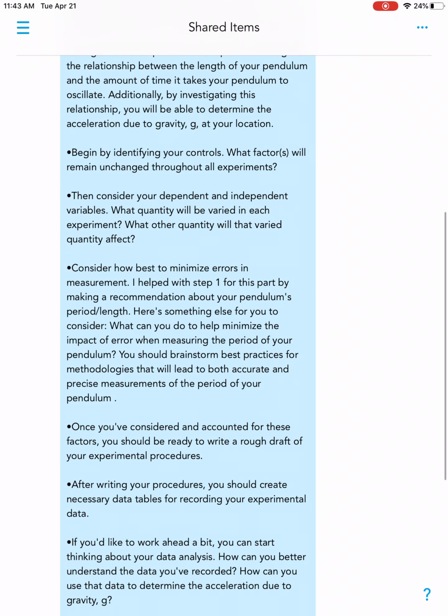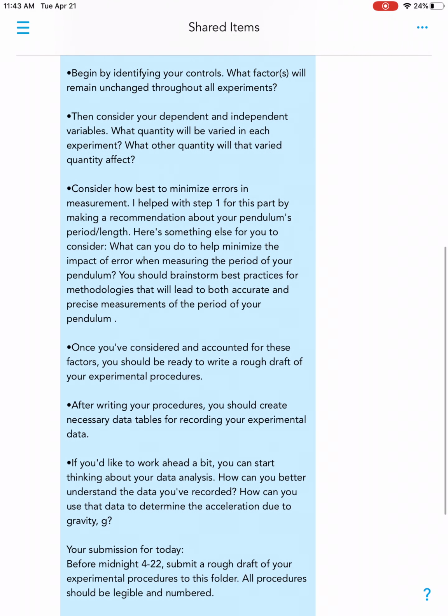As it says here, you're going to begin by identifying your controls. So what isn't changing with your pendulum? Well, we know the length of the pendulum is changing, but what else could you change that you're not? So just think about some of the factors that are staying the same throughout. List your independent and your dependent variables. So the dependent variable would be the time, because you're going to see how the time depends upon the independent variable, which would be your length. Okay, so I just helped you out a little bit there.